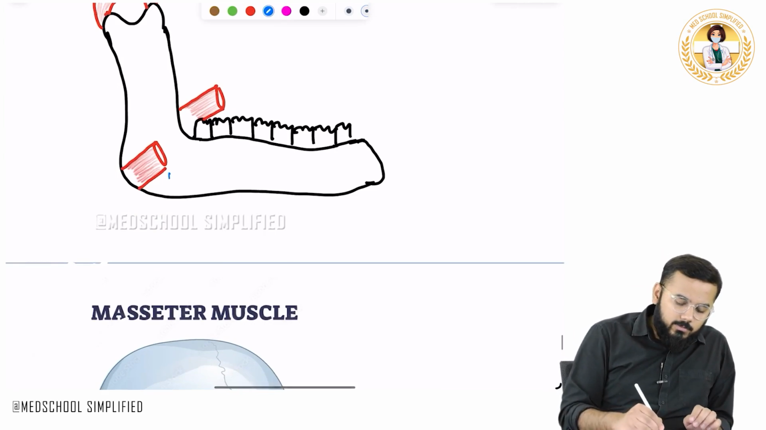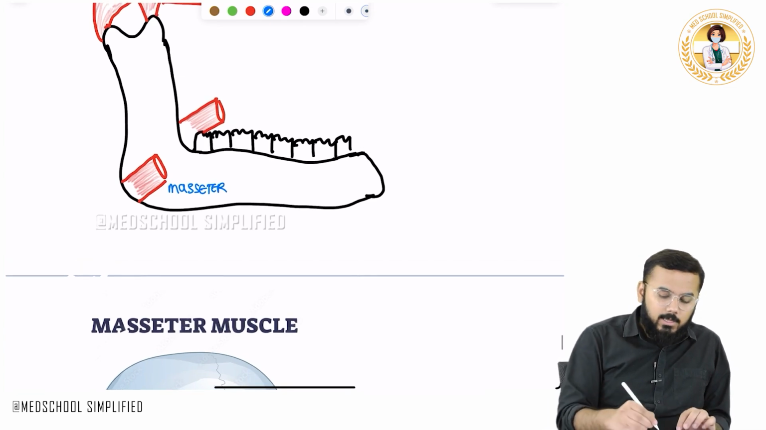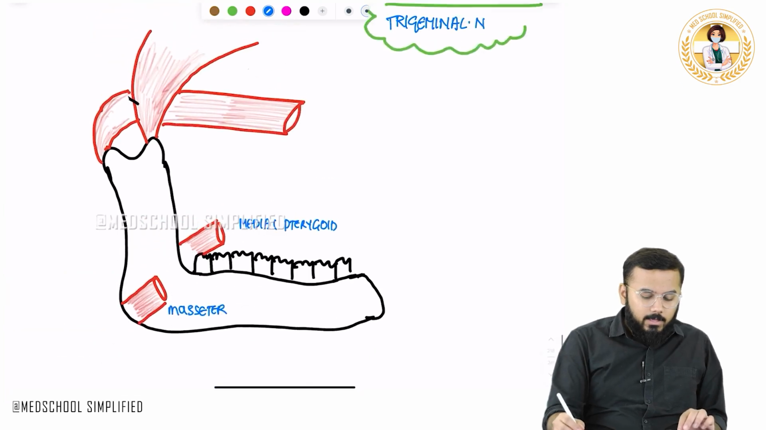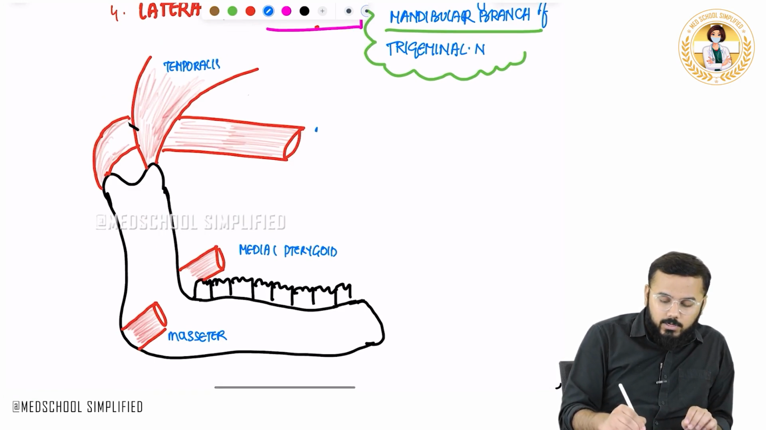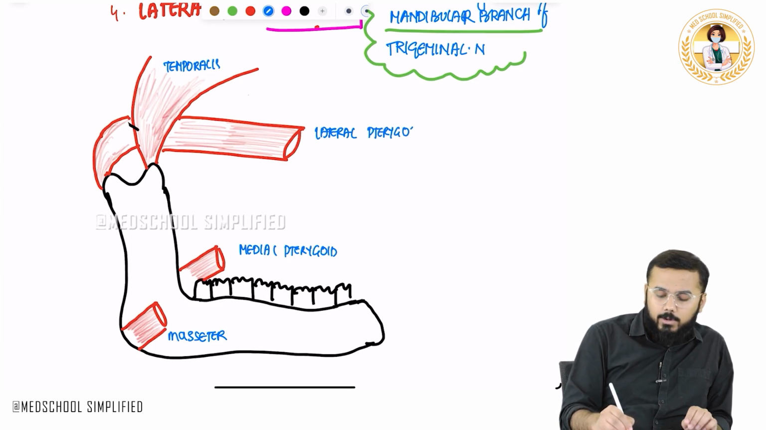This muscle over here is called your masseter muscle, and this one over here is called your medial pterygoid muscle. Later on let us discuss each muscle in detail. Next, this muscle is called your temporalis, and this one is your lateral pterygoid muscle. One is medial pterygoid, another one is lateral pterygoid.